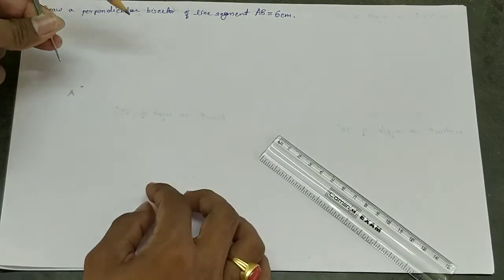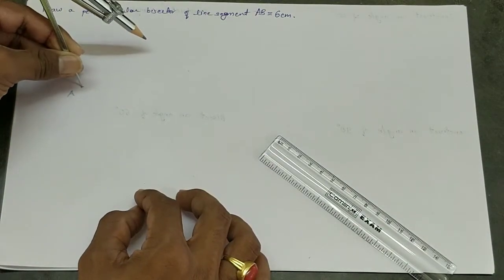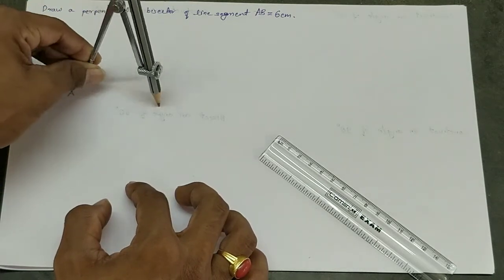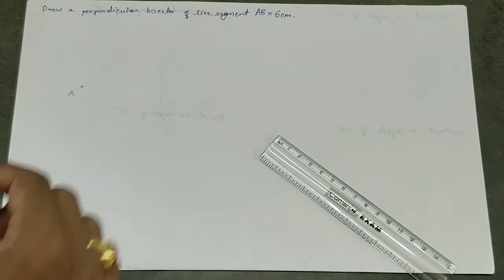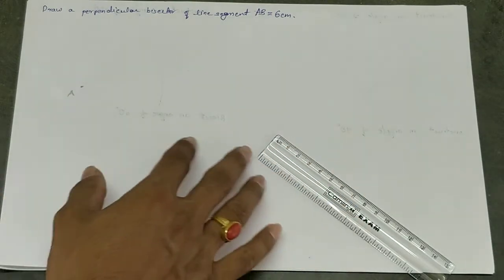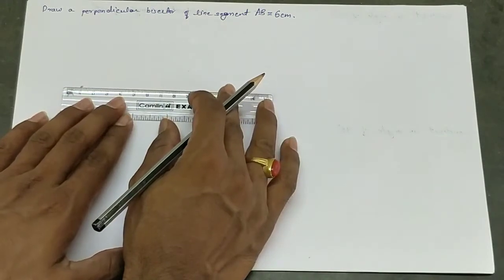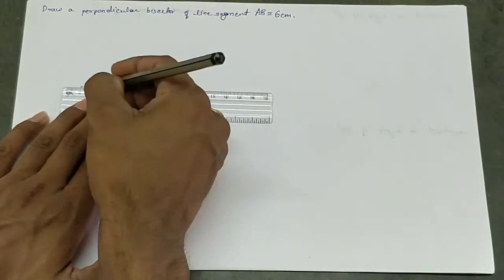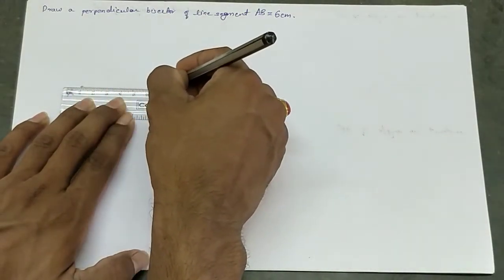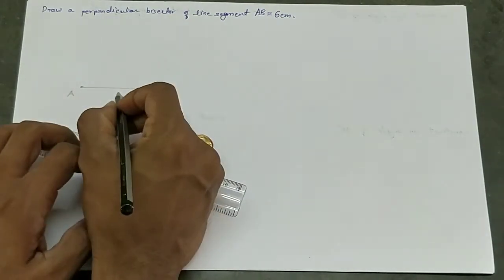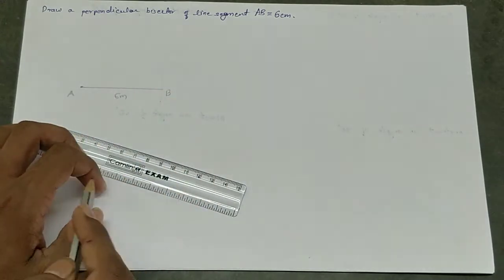Now I'm going to keep my pointer on this point A, and I'm going to cut one arc over here like this. So this is my arc, which is of 6 centimeter. So now I'm joining this line from point A towards this arc, and this point is my point B, which is of 6 centimeter.